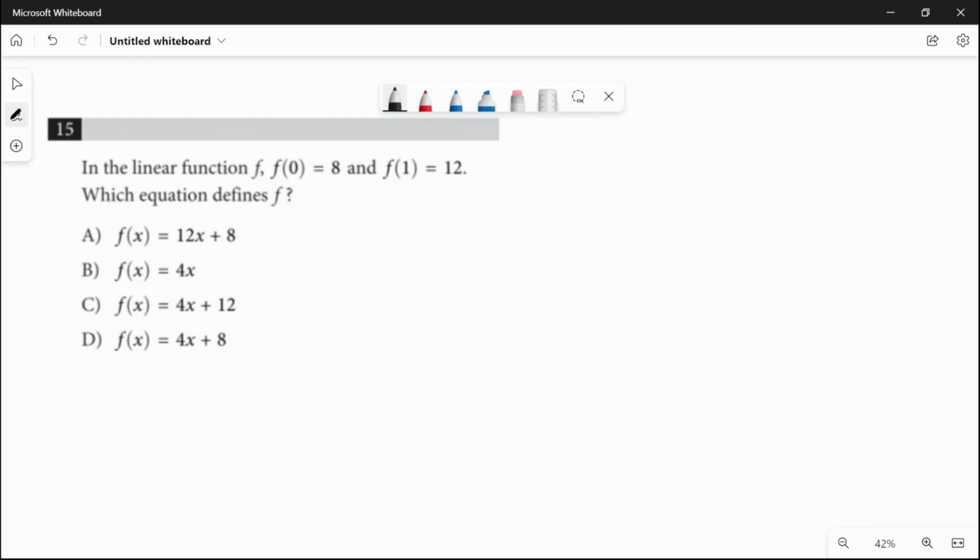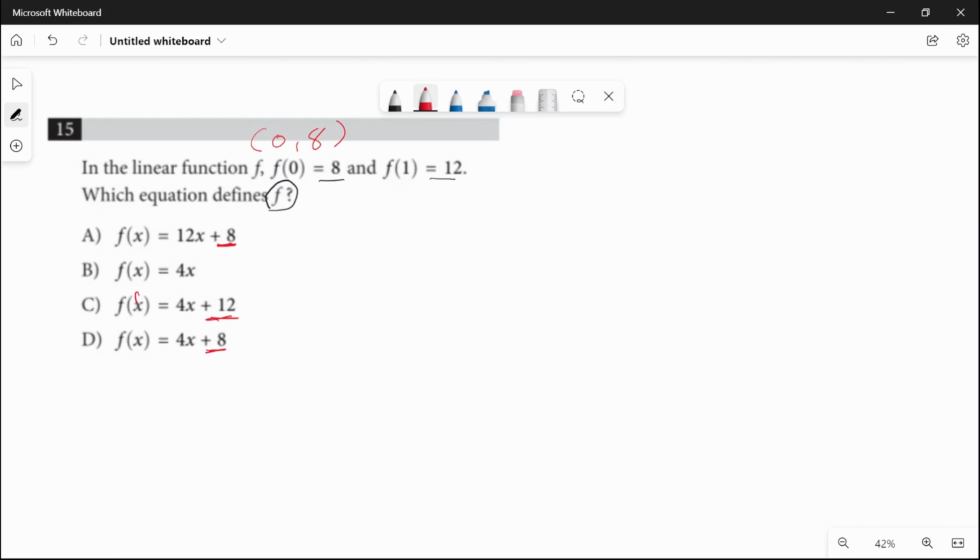Question number 15. In the linear function f, f of 0 is equal to 8 and f of 1 is equal to 12. Which equation defines the function f? Now f of 0 equal to 8 is the same as the point (0, 8). (0, 8) represents the y-intercept of the linear function. And we know that the y-intercept is the value that does not correspond to x. So we need a function that has a y-intercept equal to 8.